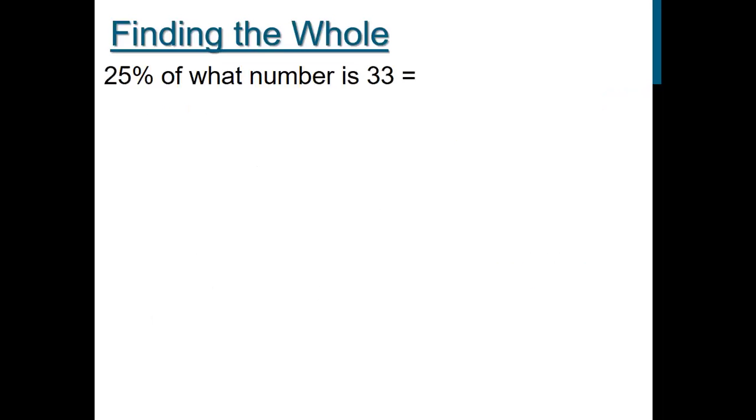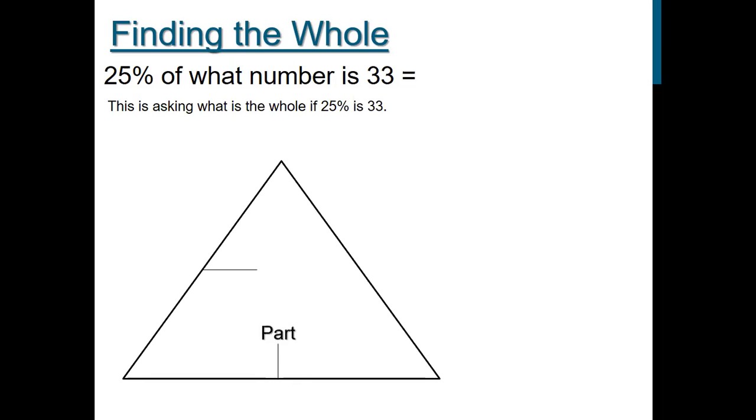Finding the whole. 25% of what number is 33? So 25 is my percent and 33 is my part because it follows the word is. So drawing my percent pyramid again, 33 is my part, 25 is my percent. Remember, anytime you're given the part, you're going to divide, and the part will go in your calculator first, or it will go inside of the house if you're doing it by hand.